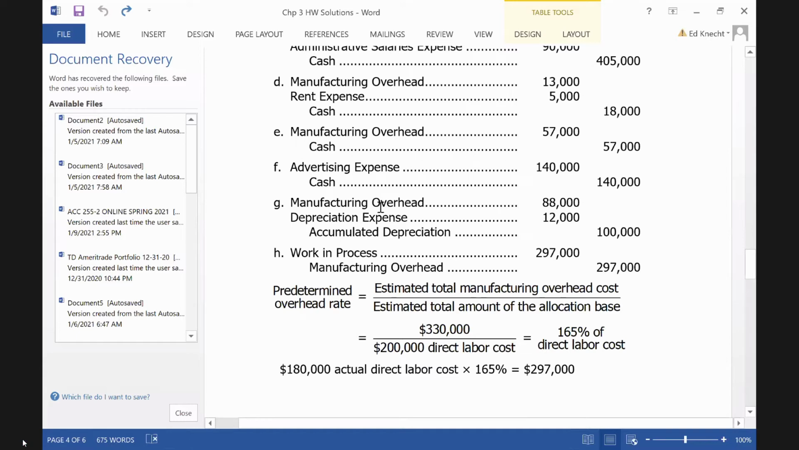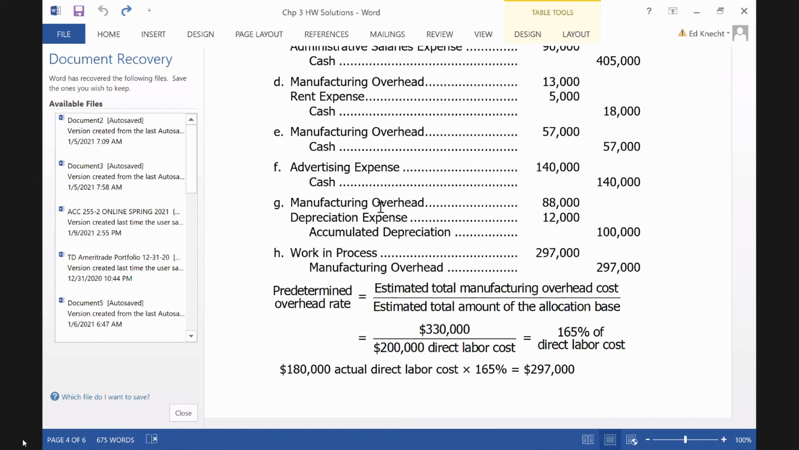In G, here we have depreciation on the equipment. Total $100,000, $88,000 related to the equipment in the factory operations. So that's got to be a manufacturing cost. It's not direct material, it's not direct labor. So we got to debit the actual cost of manufacturing.